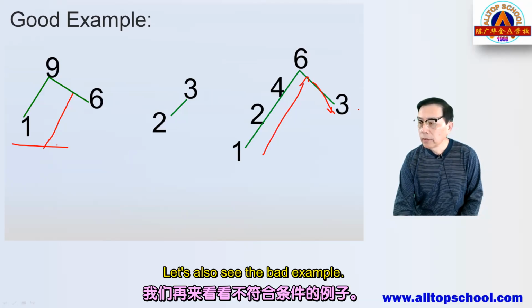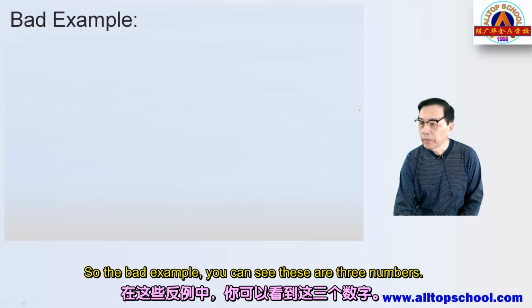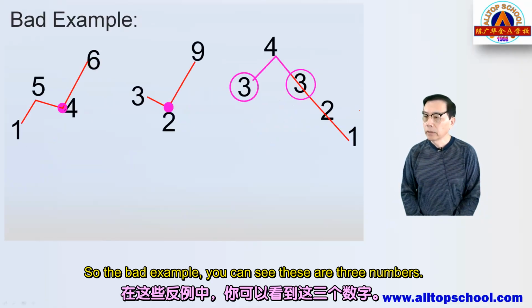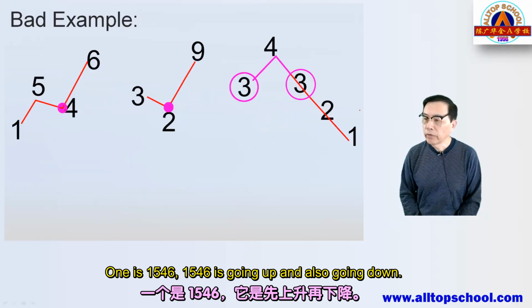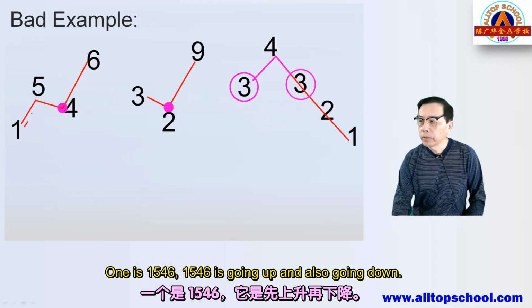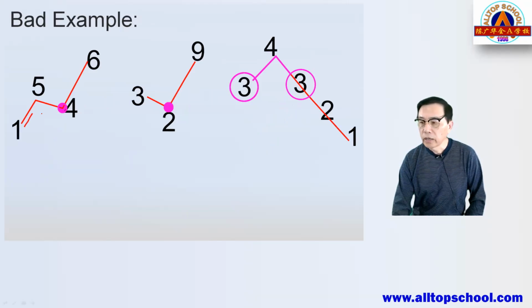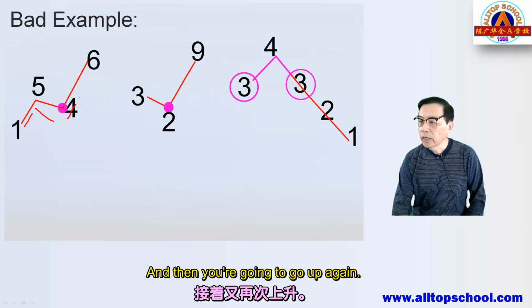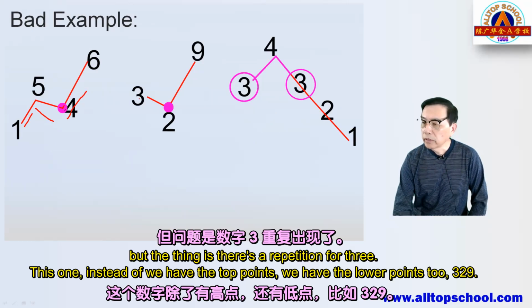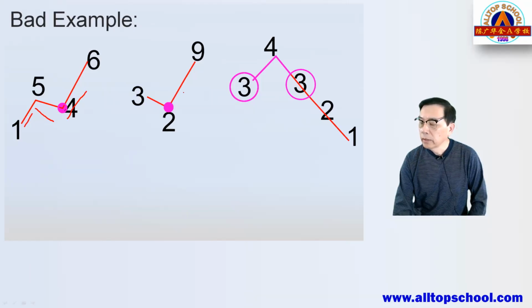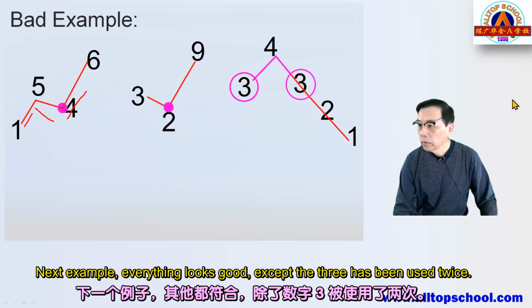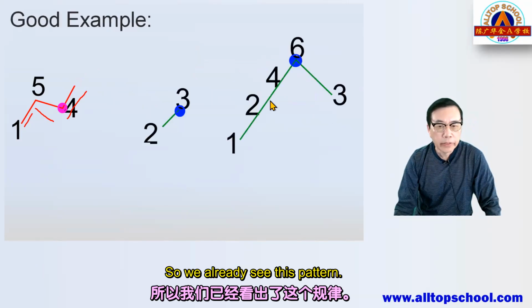Let's also see the bad examples. These are 3 numbers. One is 1546, which is going up and also going down, and then going up again. This one, instead of top points, we have lower points too, 329. And in the next example, everything looks good except the 3 has been used twice. So we already see this pattern.